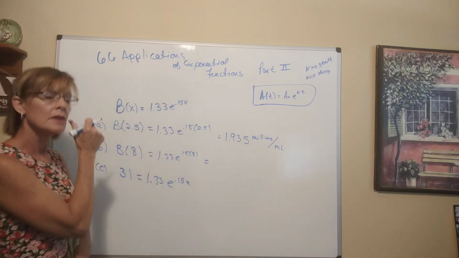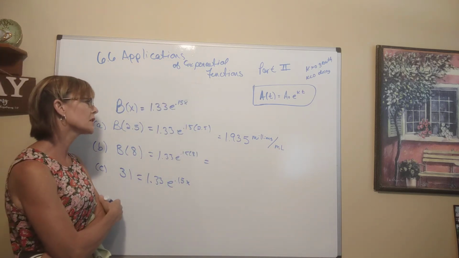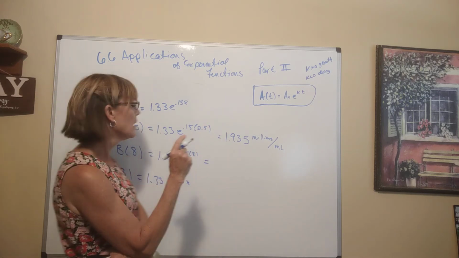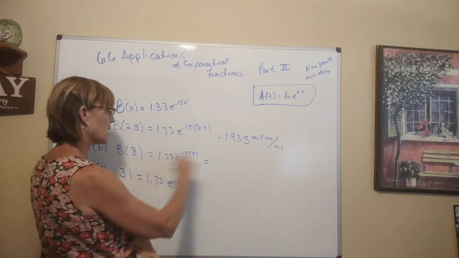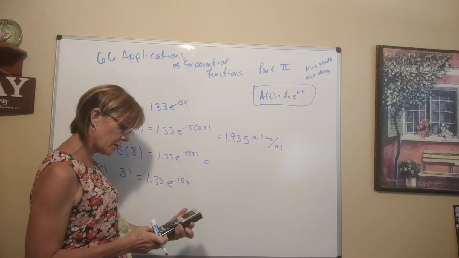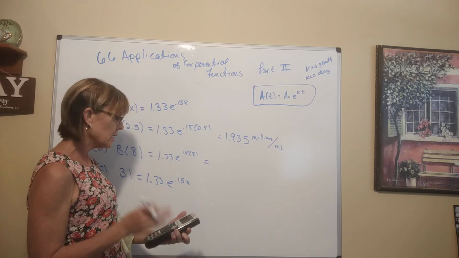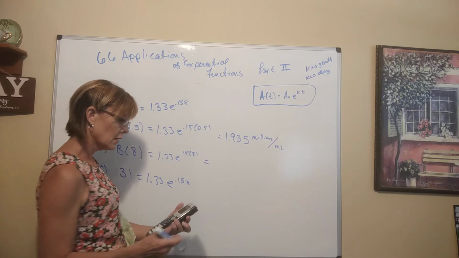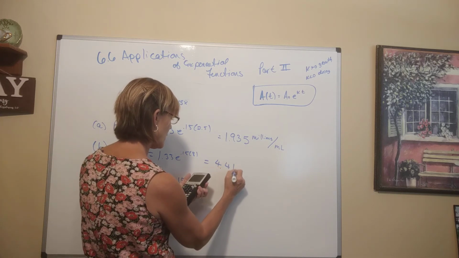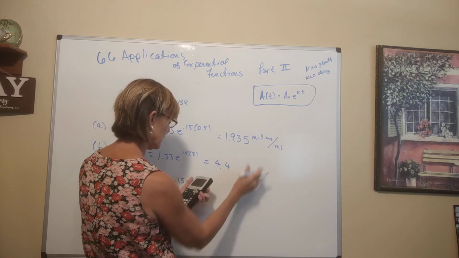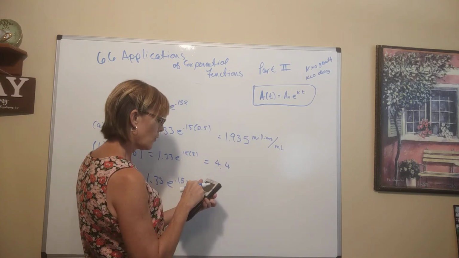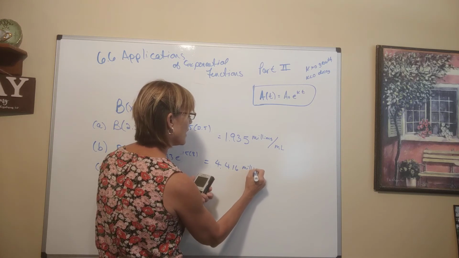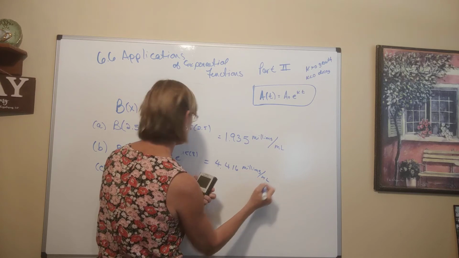That's what that means. If we had to write a sentence, after 2.5 hours, the concentration has grown to 1.935 millions per milliliter. After 8 hours, the concentration has grown to, let's see what that's going to be, 1.33 e raised to the 0.15 times 8, 4.416 millions of bacteria per milliliter, rounding to 3 places like I did here.